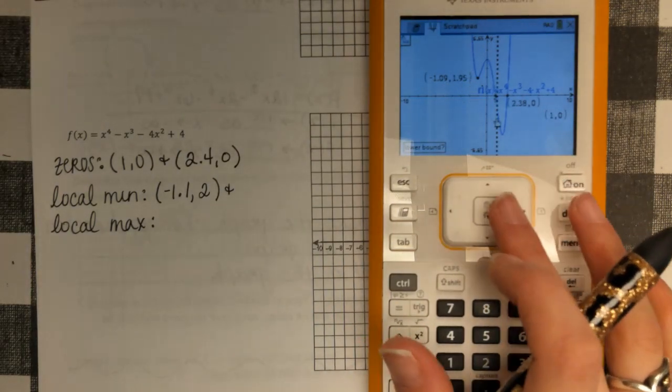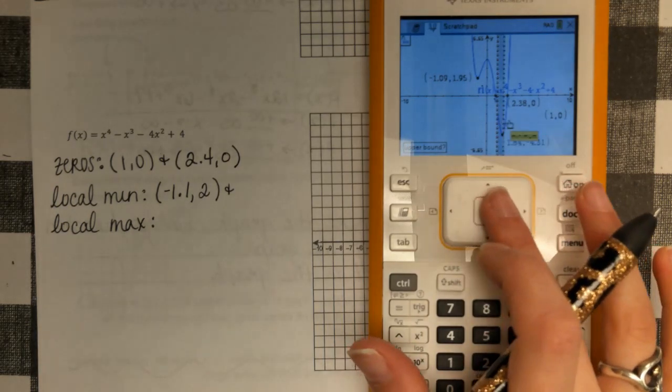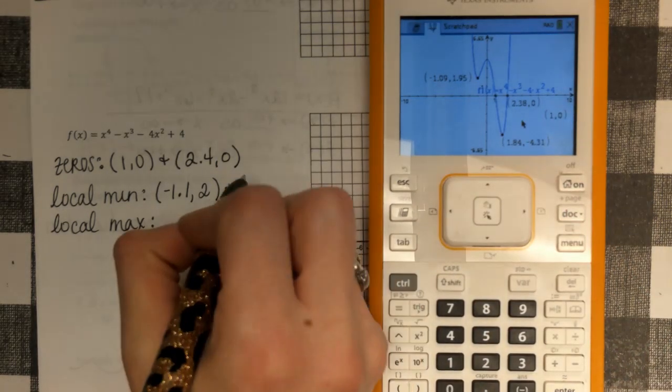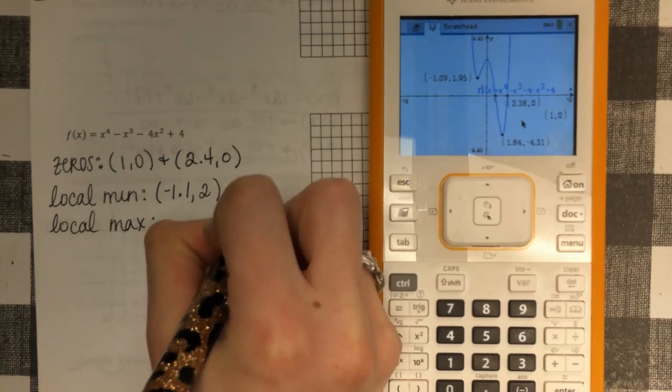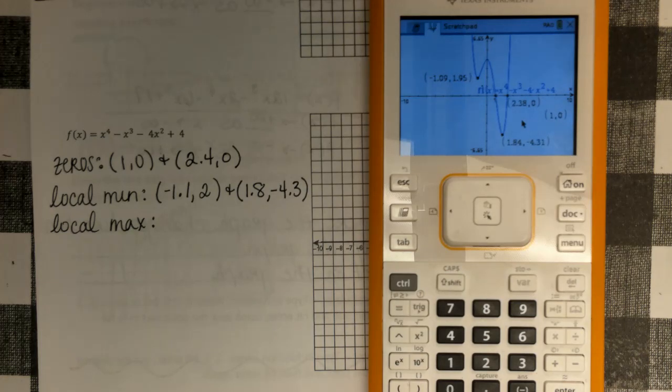So I'm going to go to that bottom curve and go to the left of it, press the center button, scroll it over to the right, press the center button, and that's going to round to what? 1.8 and negative 4.3. Y'all follow me how to do that?